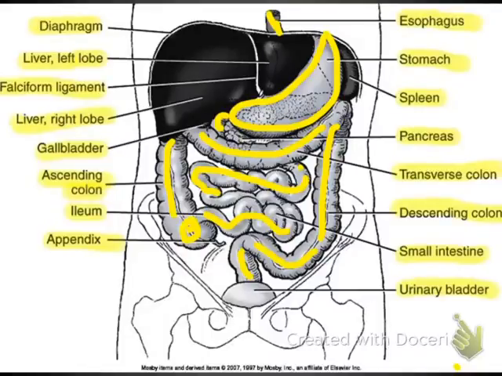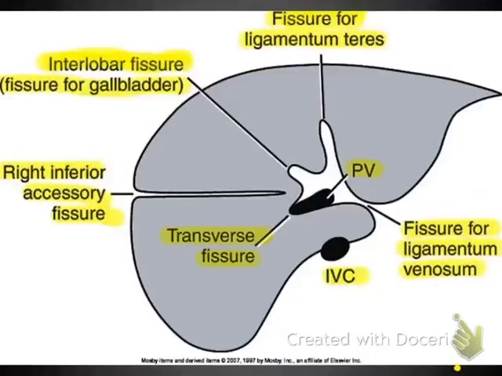But mostly, at the moment, we're really focusing on the liver. And so while this is really not a detailed diagram of the liver, I would like you to know everything that's on this. So in this image, we see that we are probably midways through the liver, and we see that we have several fissures here. We have the fissure for the ligamentum teres, the interlobar fissure, which is the fissure for the gallbladder, the fissure for the ligamentum venosum, and the transverse fissure here. And so we'll look at actual images in just a second, and hopefully that will make more sense to you.